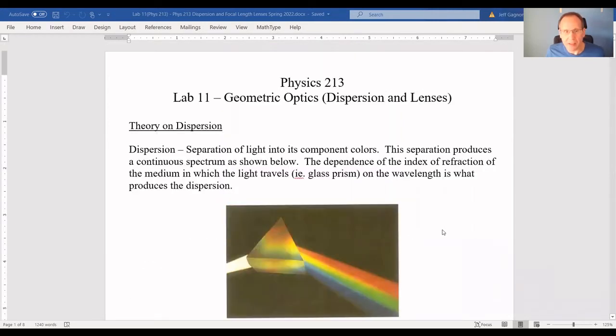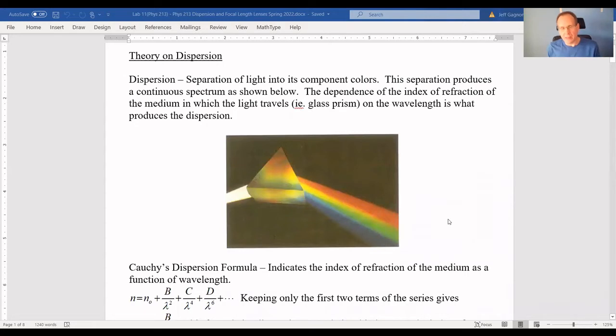If you look at the definition here, basically dispersion is the separation of white light into its component colors. So if you take white light and shine it through a glass prism, when it goes from air to glass, and then from glass back to air again, it's going to refract at both surfaces. You learned this in the previous lab, in lab 10. And it turns out that the index of refraction of glass actually depends on the wavelength of the light that's passing through it. This is given by something called Cauchy's dispersion formula.